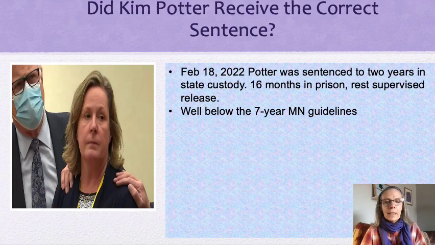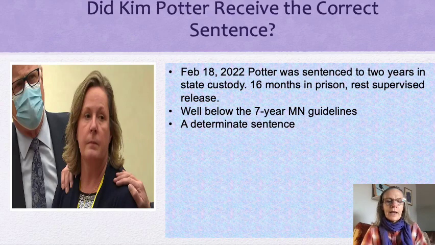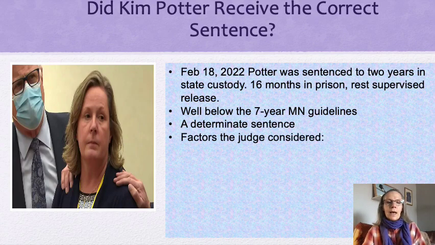When you look at the Minnesota guideline based on the factors of her offense, she should have received somewhere in the ballpark of 7 years. And so she received 2, well under what the sentencing guideline is. So it's below the sentencing guideline. It is a determinate sentence because it's 24 months, 16 behind bars, and the rest in supervised release. So it's not an indeterminate sentence.